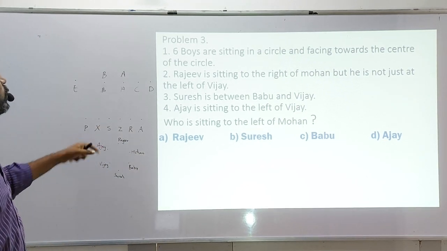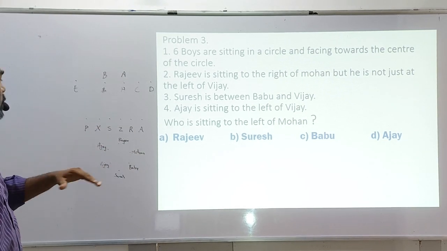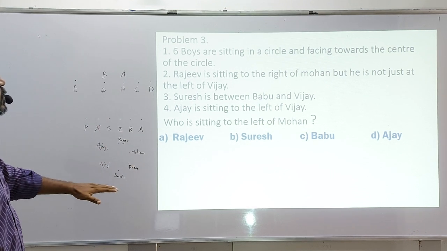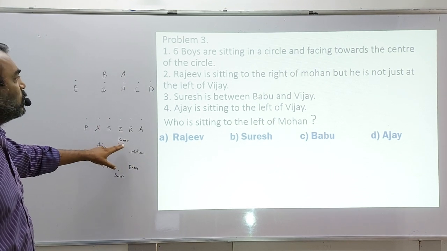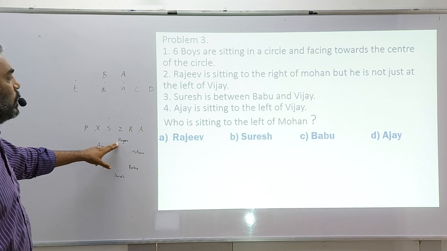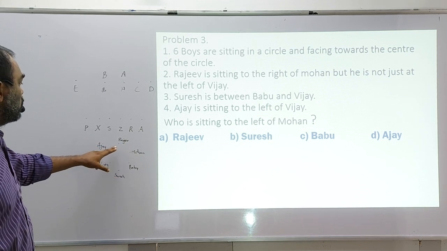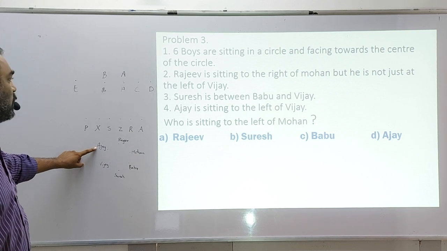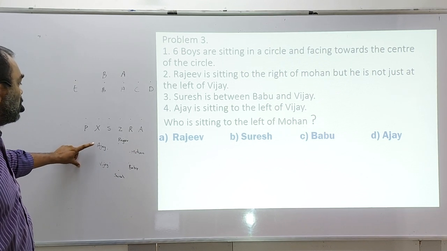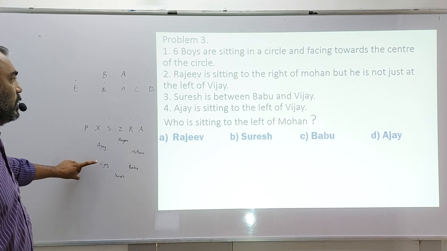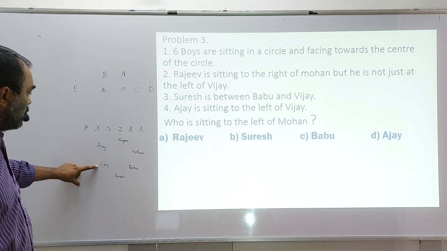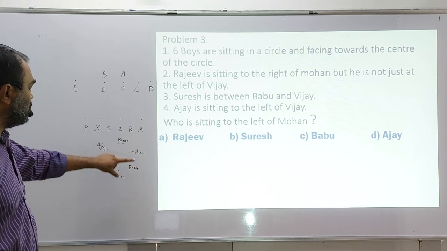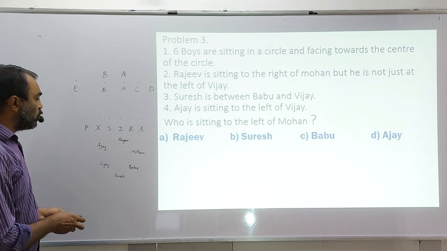Now once you have drawn the diagram, check it all over again. 6 boys are sitting in the circle. Rajiv is sitting to the right of Mohan, but is not to the left of Vijay. So Vijay cannot sit here. Suresh is between Vijay and Babu. So I put Vijay here. I could put Vijay anywhere. This was by trial and error.